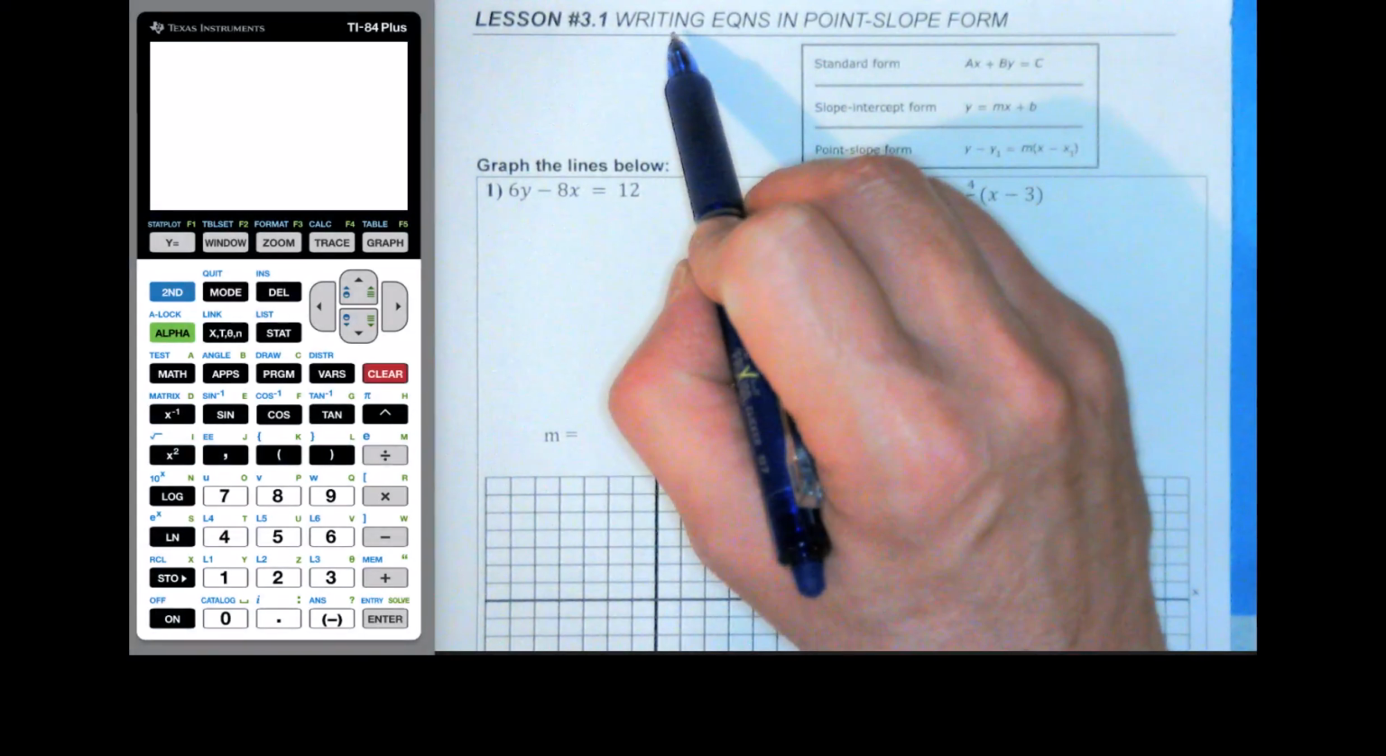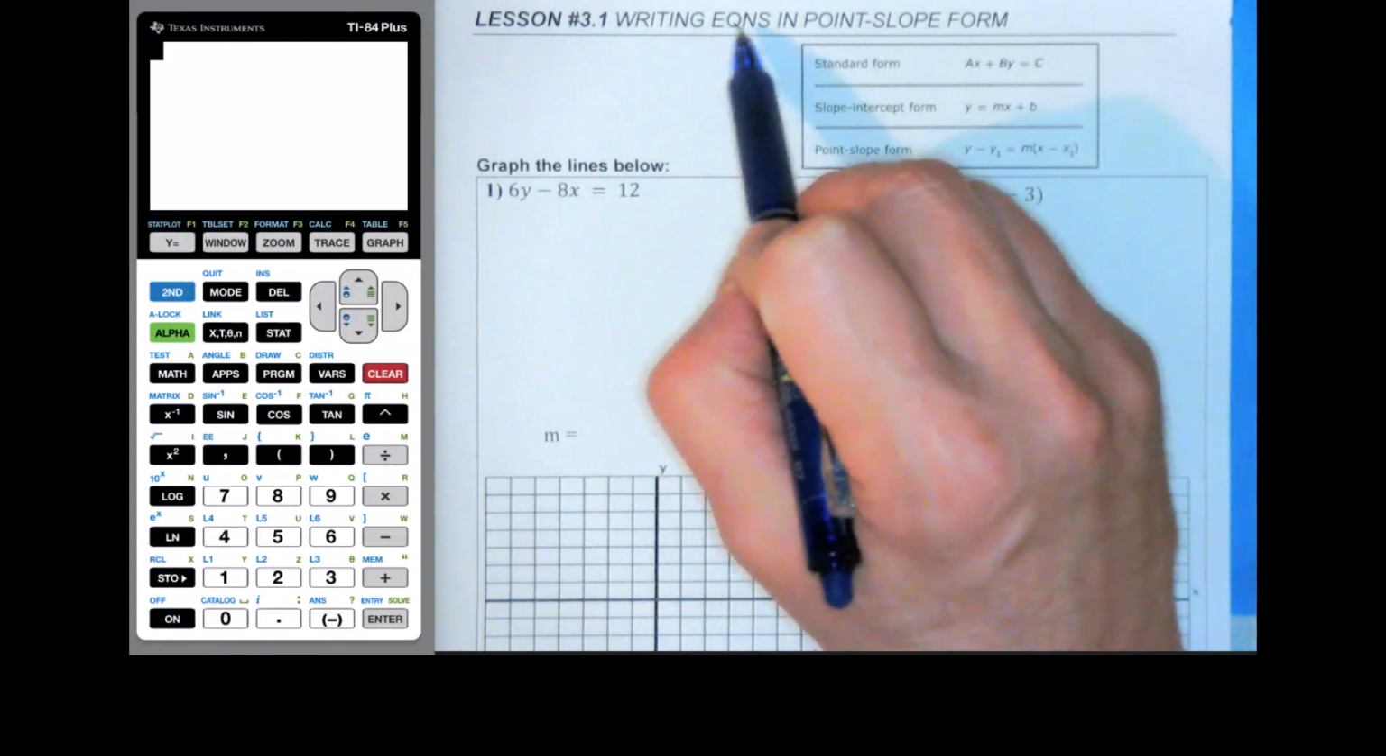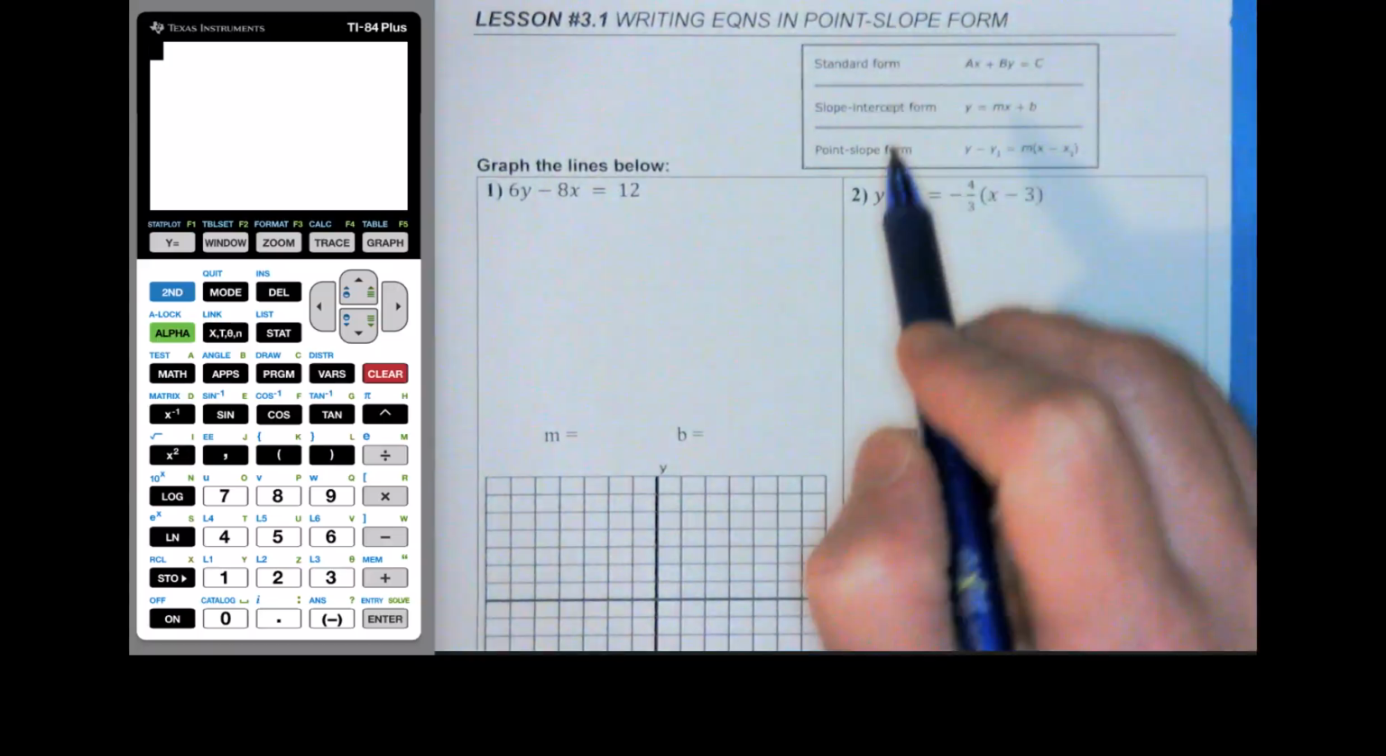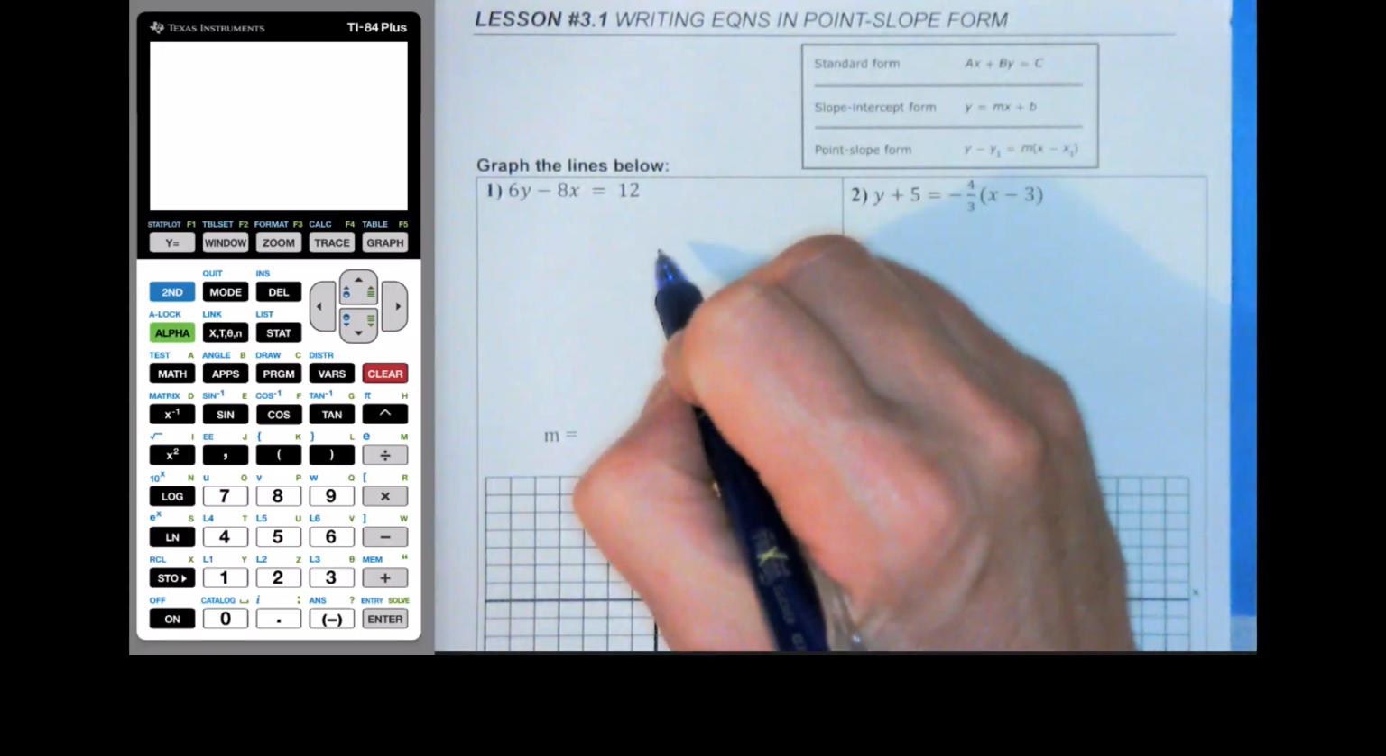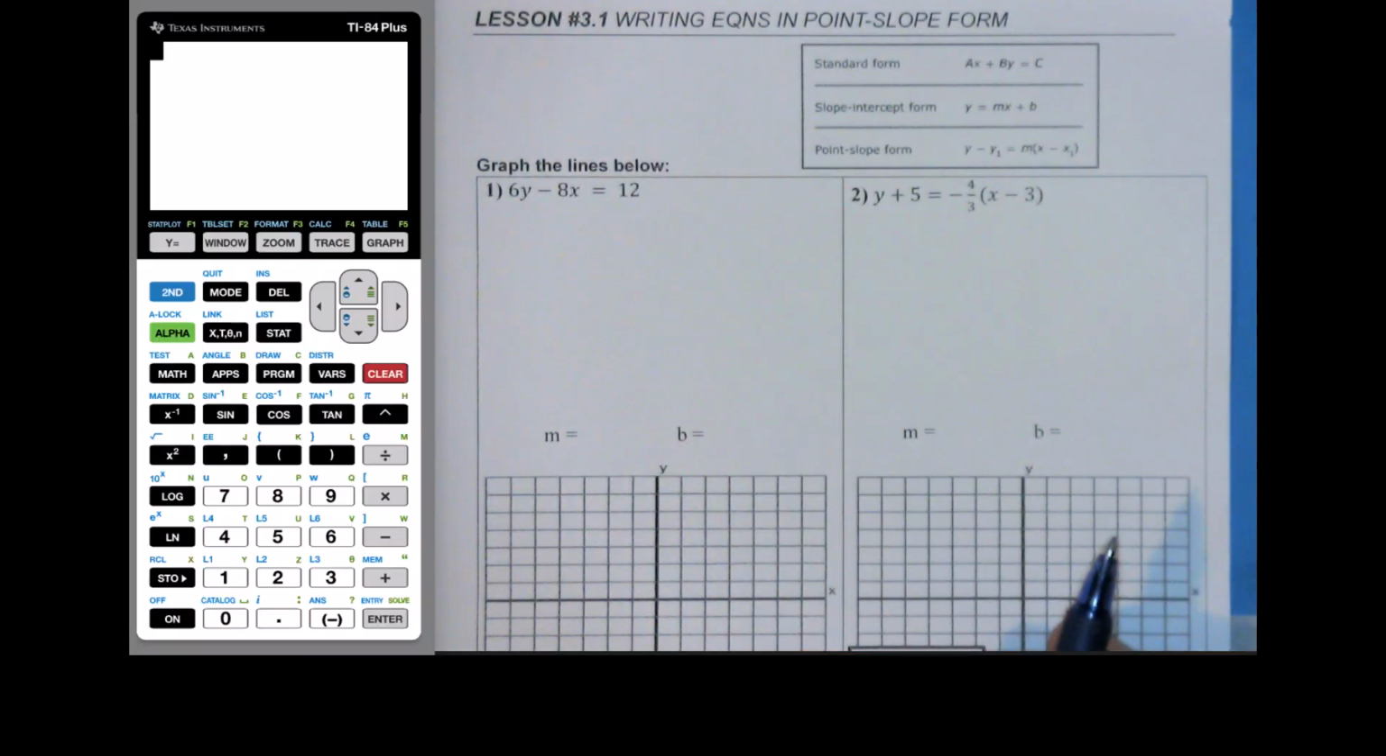Hello and welcome. Today's lesson is entitled Writing Equations in Point-Slope Form. But before we begin, let's review a little bit about how to graph lines, okay?